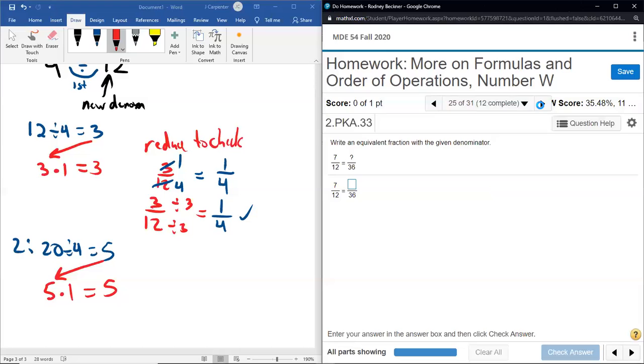Another one for more practice. 12 will go into 36 3 times. 3 times 7 is 21, so that would have been my answer. Remember, your problems will be different most of the time. You'll have different numbers. Same type of problem, just different numbers.